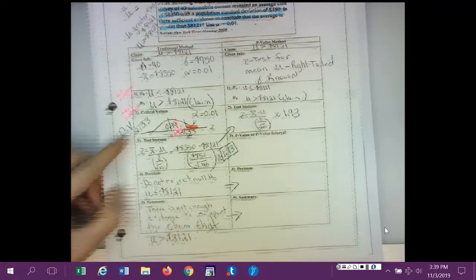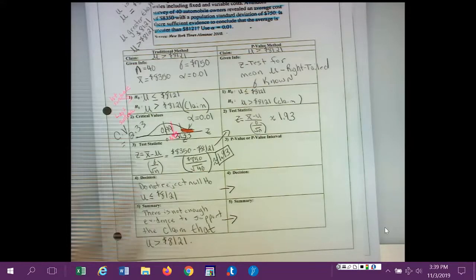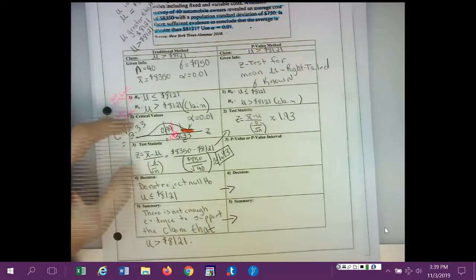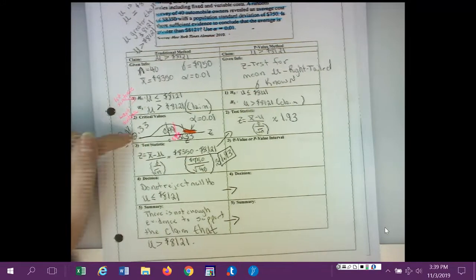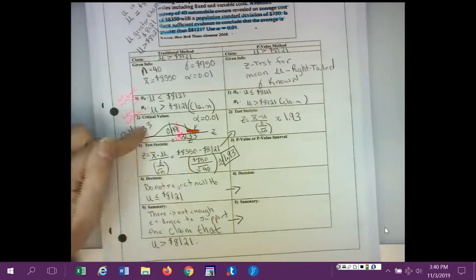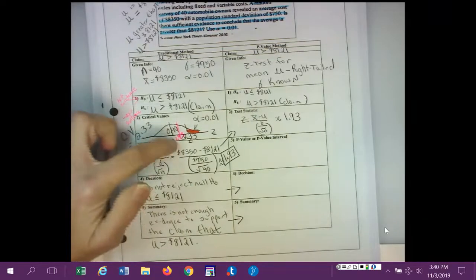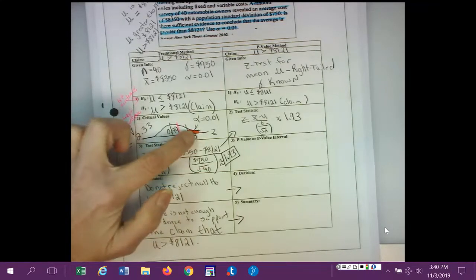But the p-value method is a different way of coming up with my decision. The way that you come up with the decision over here is that you draw your picture, you determine your critical values, which determine your rejection regions and your non-rejection regions. You take your test statistic, you put it in the picture. If the test statistic falls in the non-shaded non-rejection region, do not reject the null. If the test statistic falls in the rejection region, reject the null hypothesis. So it's that simple to make the decision with the traditional method.